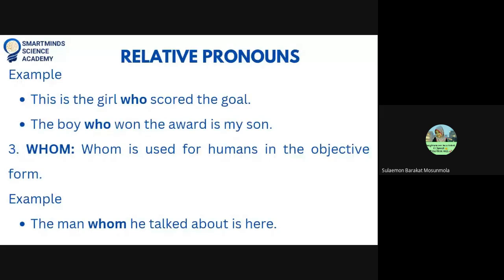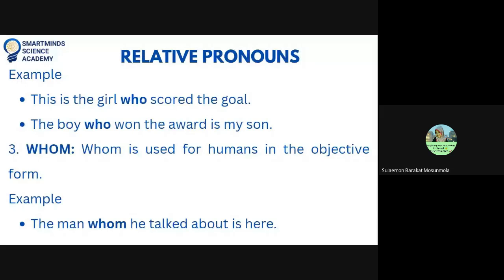Now, who as a relative pronoun is used in the subjective form when what you're talking about is the subject of that sentence. In this case, the girl is the subject of the sentence. This is the girl who scored the goal. Don't worry, we are going to take some questions on this particular aspect. Sometimes in the options you have who, whom, which, that, and people are always confused on which one to choose. Am I to choose whom or who? Which one am I to use? So we are going to look at all of that.